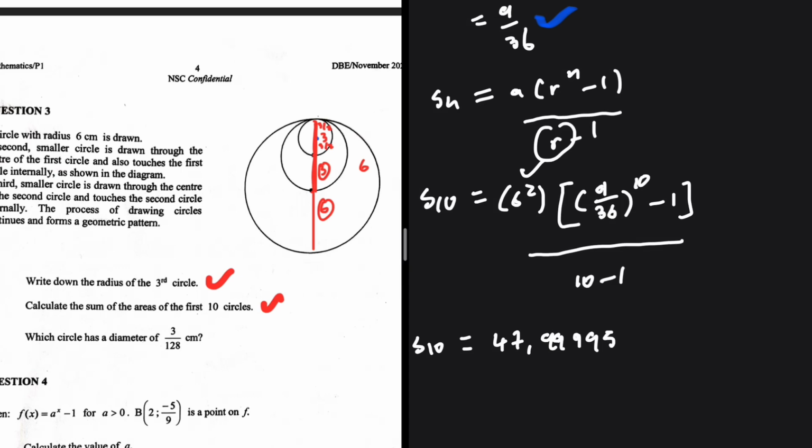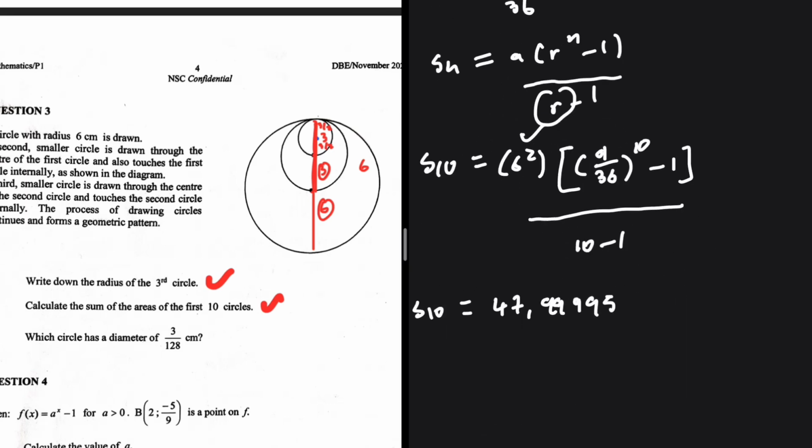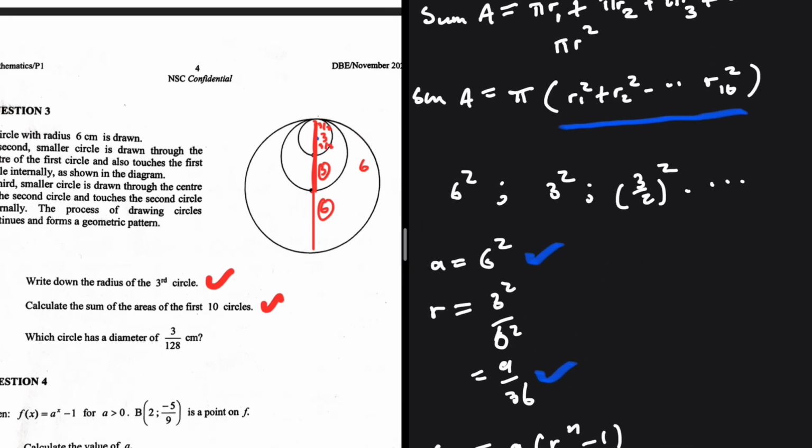Let me open the instructions on the question paper and see if I can round off to 2 decimal places. Answer all the questions, number the questions correctly. If necessary, round off to 2 decimal places unless stated otherwise. Okay, so I can round off to 2 decimal places. So that is S10, that is this entire thing.